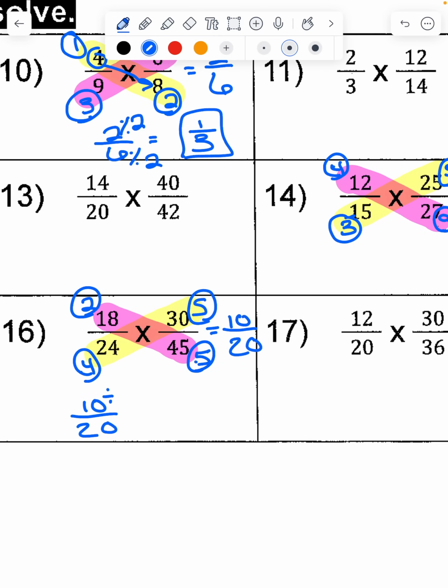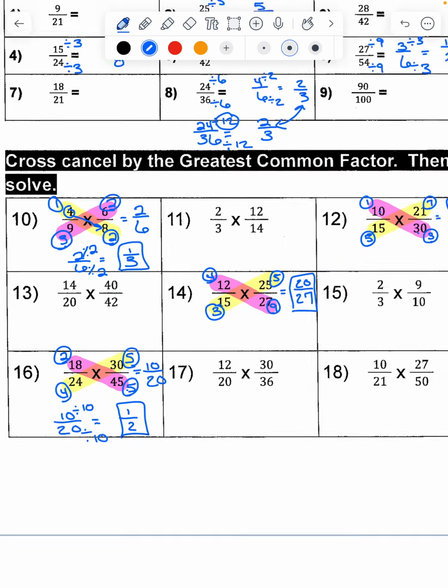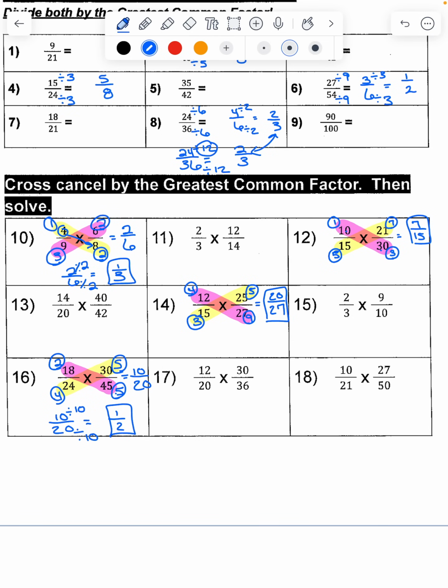What do we know about 10 out of 20? Well, that can be simplified, right? 10 goes into 10 once, and 10 goes into 20 twice. So 10 out of 20 is the same as a half.